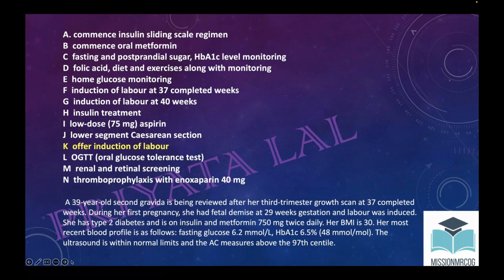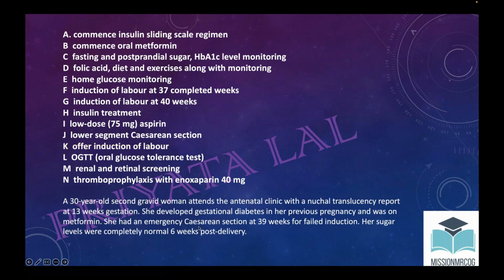Okay, a 30-year-old woman attends antenatal clinic with a nuchal translucency report. She developed GDM in previous pregnancy and was on metformin. She had an emergency section at 39 weeks. Her blood sugar levels are completely normal 6 weeks post delivery. Now she has come at 13 weeks. What to be done? OGTT. According to the new guideline, if the patient has previous GDM and is coming next time, then as early as possible either she will do self testing of glucose, or OGTT. So this is the answer.